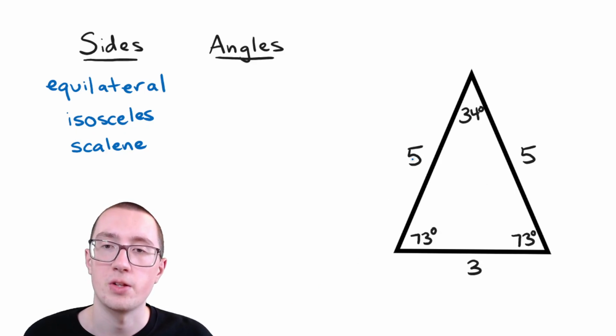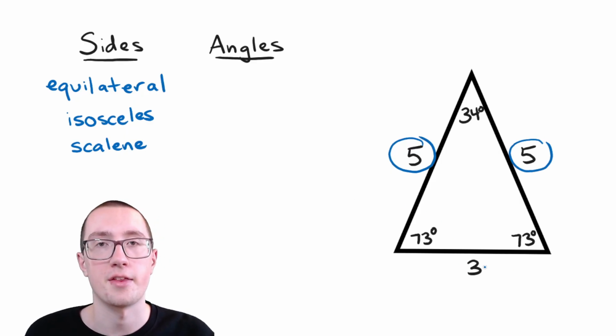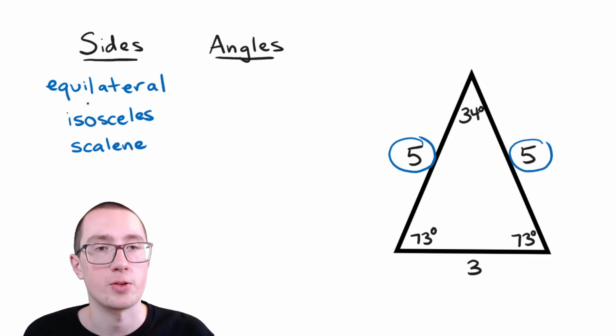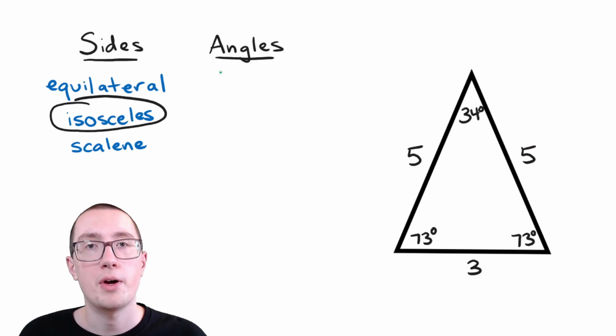So which one applies to our triangle here? Well, it looks to me like there are two sides of the same length. There's a 5 here, and there's another 5 here. But this 3 is not the same as the 5s. So there are two equal sides, which means this triangle is isosceles. Now, what about the angles?